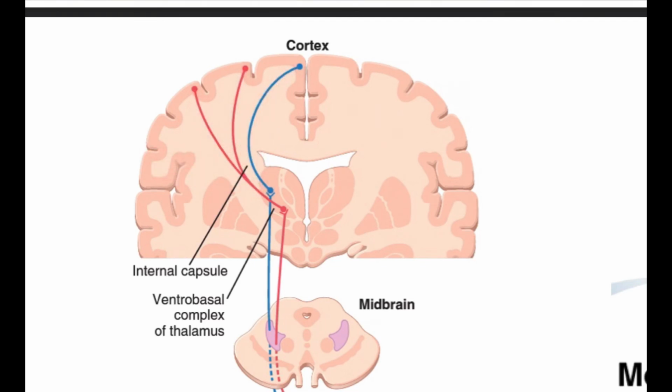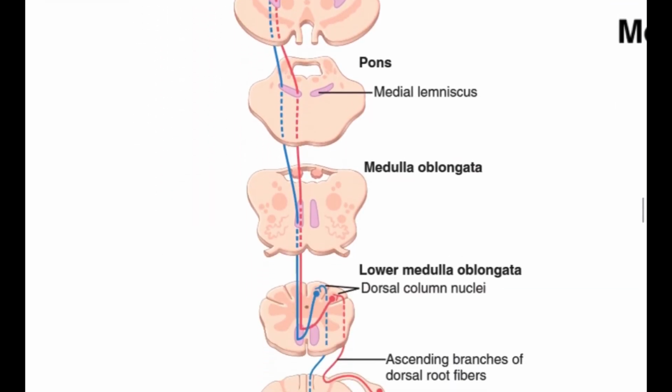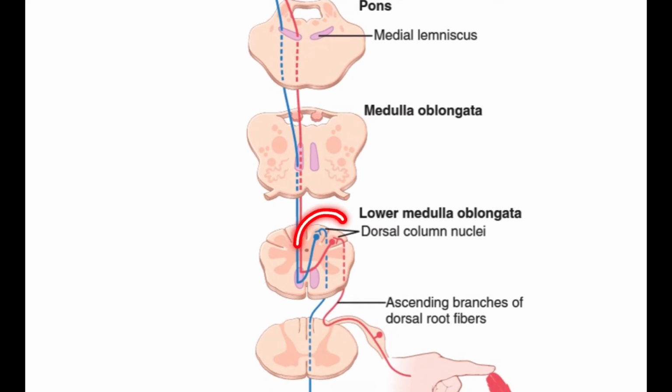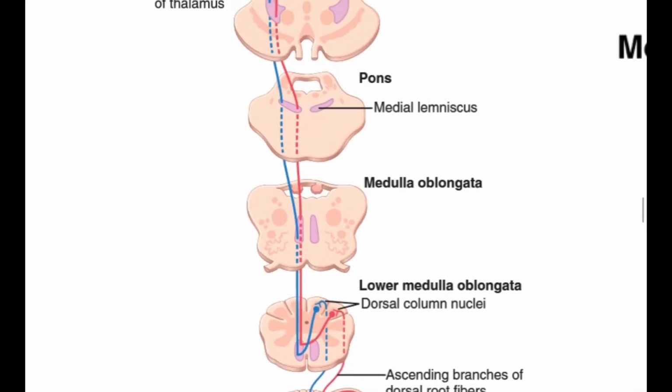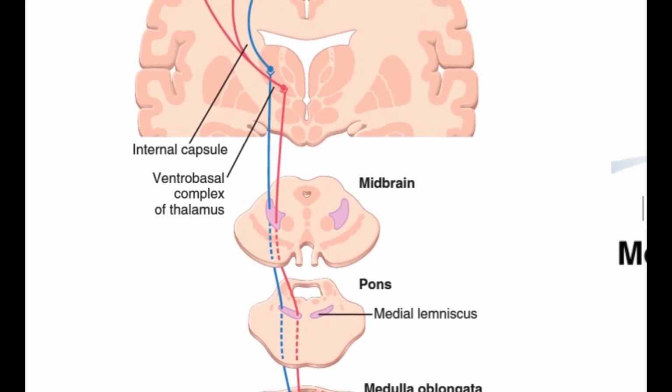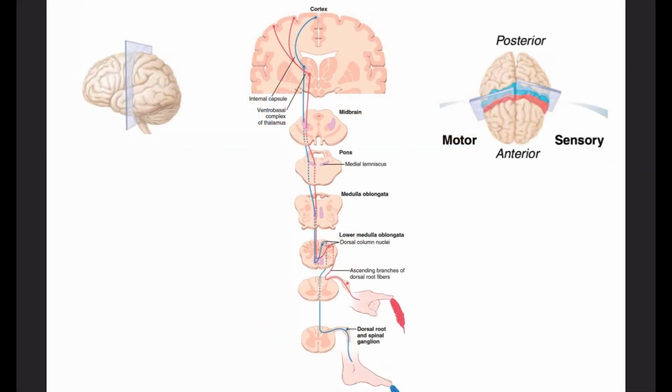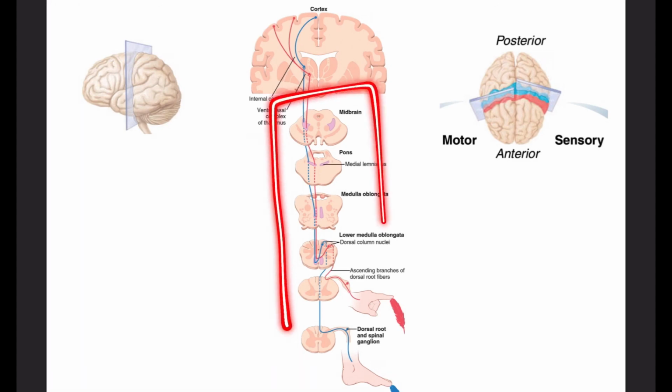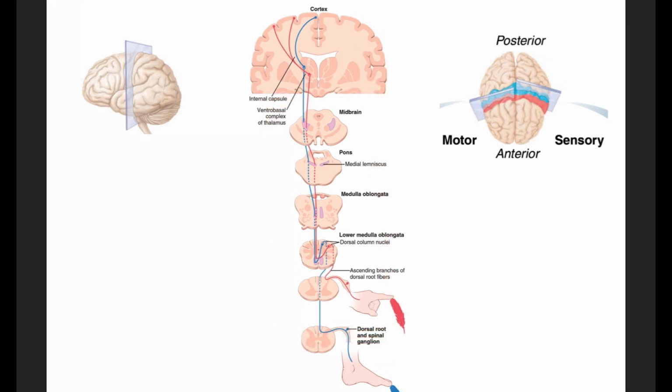Here we know that the first order neuron is in the dorsal root ganglion, second order neuron is in the nucleus cuneatus and nucleus gracilis, and third order neuron is in the nucleus of the thalamus. Here in the dorsal column, the dorsal root sensory nerve fibers are arranged in a topographical arrangement, that is, from the lower part of the body the sensory nerve fibers go medially, and from the upper part of the body the sensory nerve fibers will go laterally.